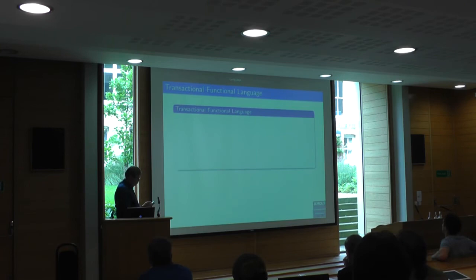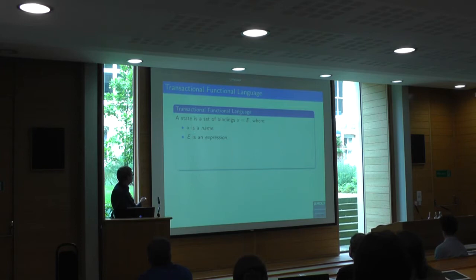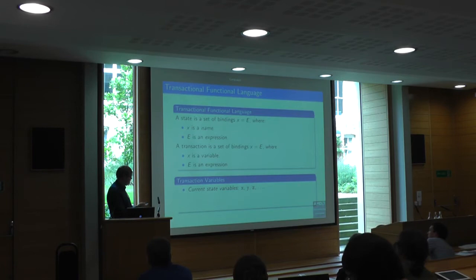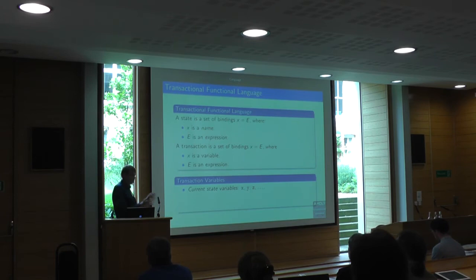So, basically, with this idea you can implement a persistent language, because this is only a model so far. The model is as follows. We have states, which are sort of bindings, where a name maps to an expression. And the transaction is almost the same, but it has variables and names. For the variables, we have current state variables, which you can use to refer to the current state, as well as the next state, and we have a special variable for the result of the transaction.